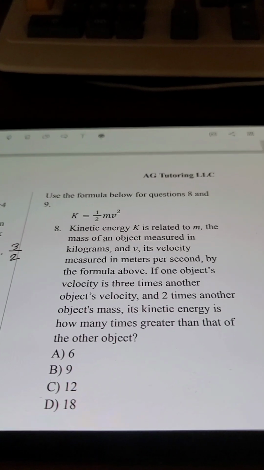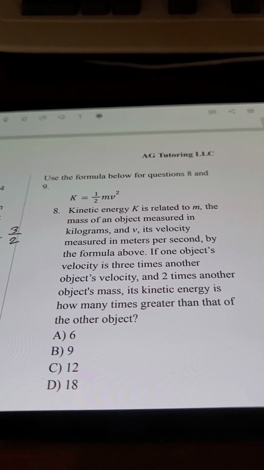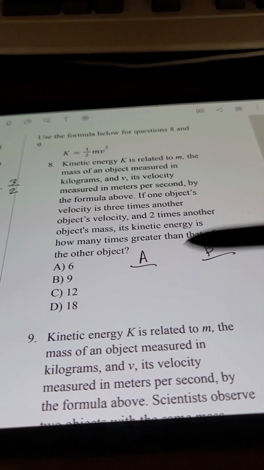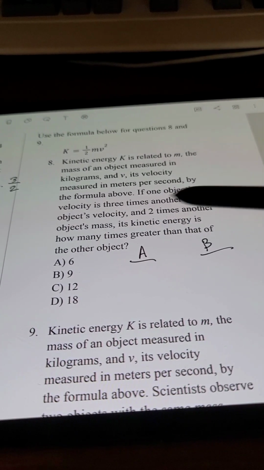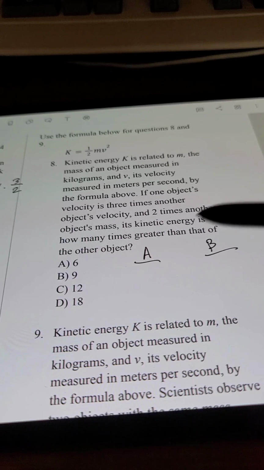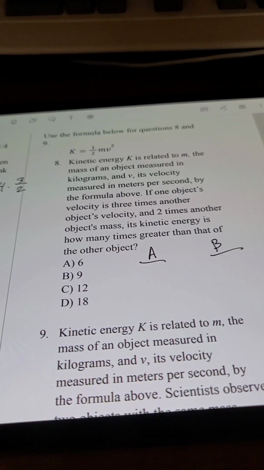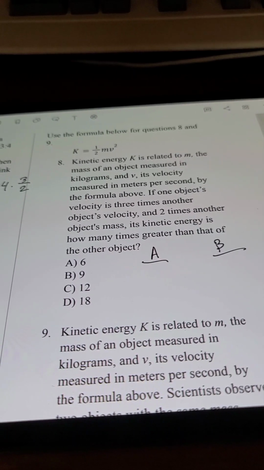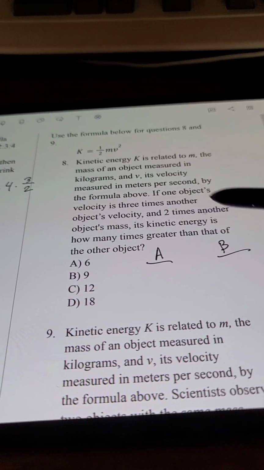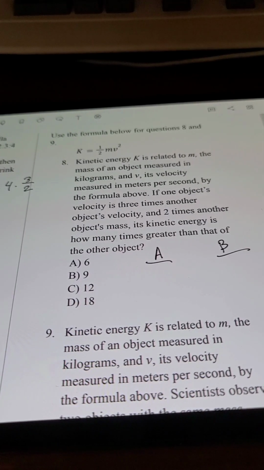Okay, so now pause to read number 8 if you haven't already. So let's say we have 2 objects, object A and object B. I'm going to call object A our reference object. So it's like the object we are referring to when we're saying if one object's velocity is 3 times another, the another that we're referring to as the reference is going to be A.